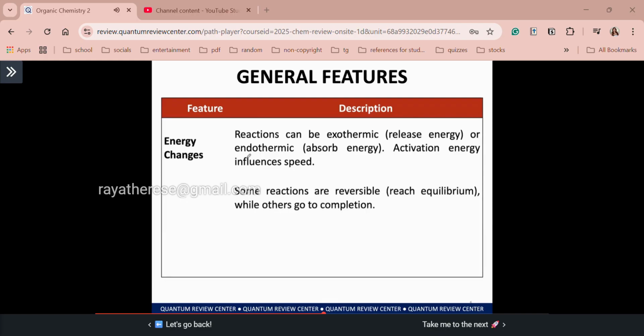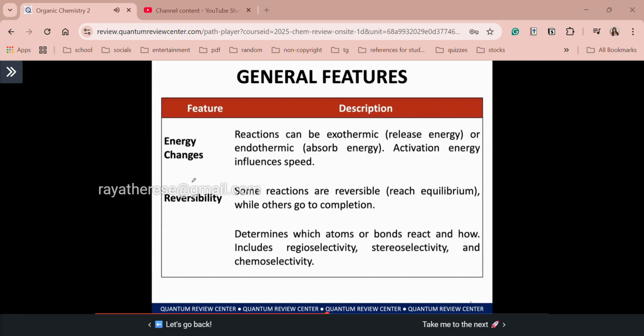Alright, next, some reactions are reversible. Class, this is actually the answer already, the reversibility. Again, some reactions, they are reversible, meaning they can reach equilibrium at some point in our chemical reaction. But also, some reactions go to completion. So meaning they are irreversible somehow. Okay, remember, reversibility is very vital in your organic reactions in order to give way to your forward and reverse reactions in our organic compounds. So we will encounter frequently the reversibility feature of our organic reactions. But for now, class, please remember our reversibility feature.